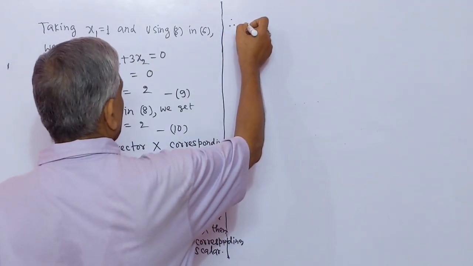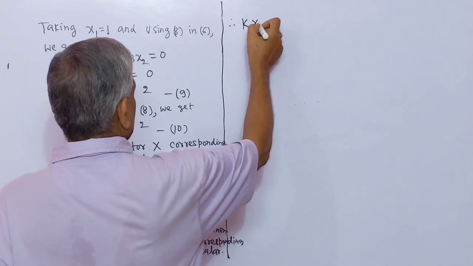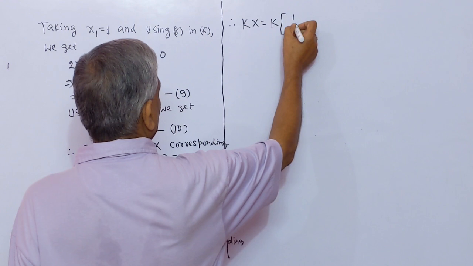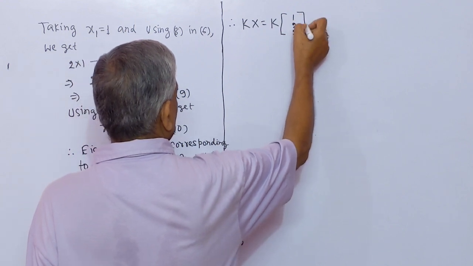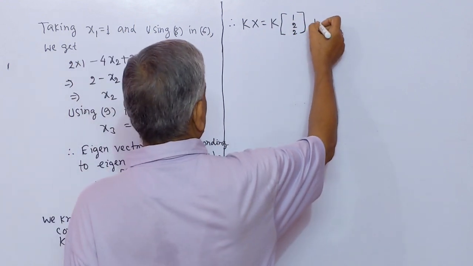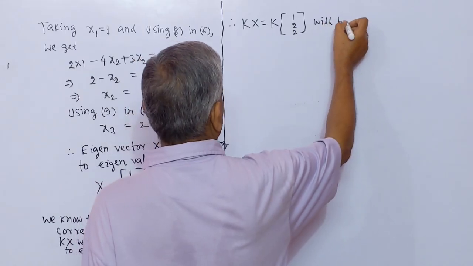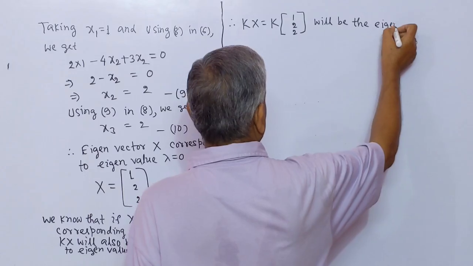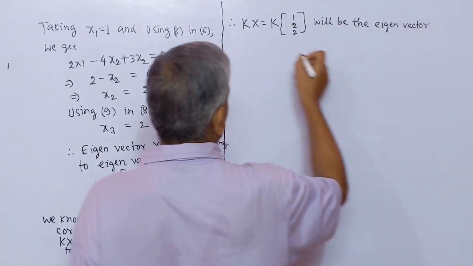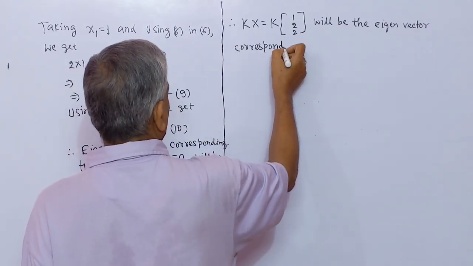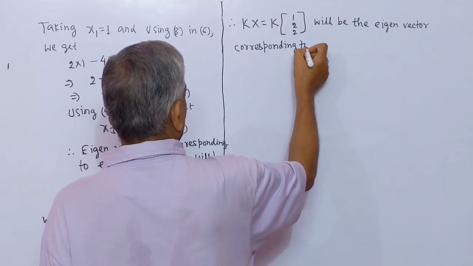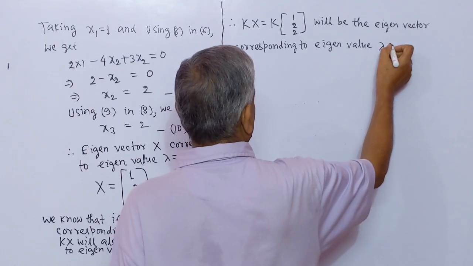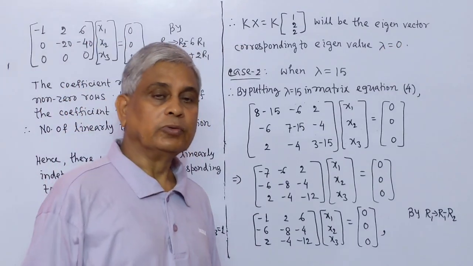Therefore, kx equal to k multiply vector (1, 2, 2) will be the eigenvector corresponding to eigenvalue lambda equal to 0. Now case 2.